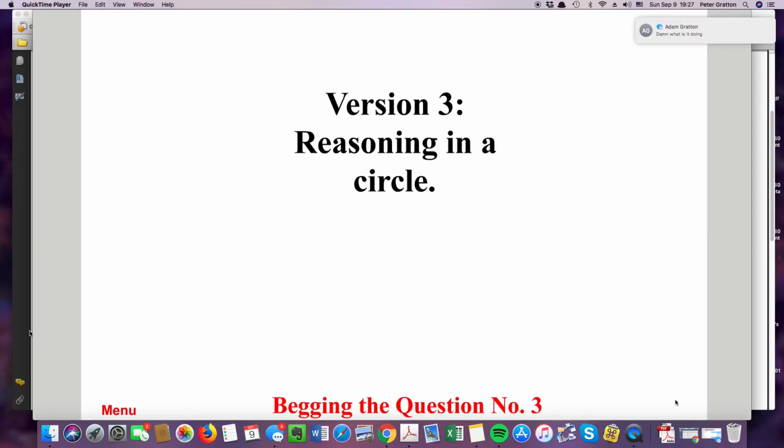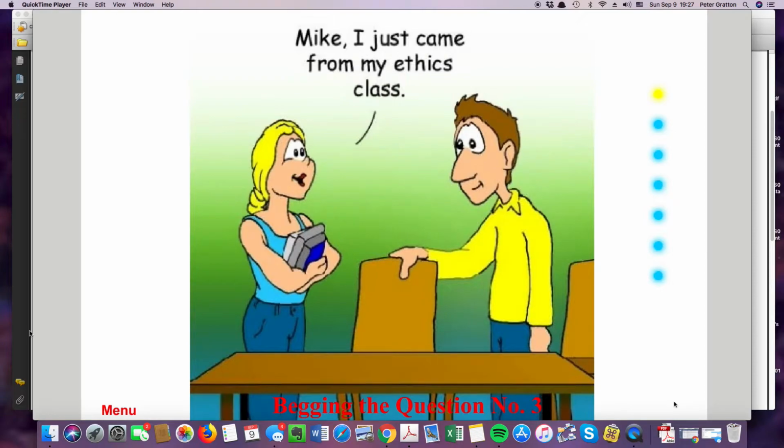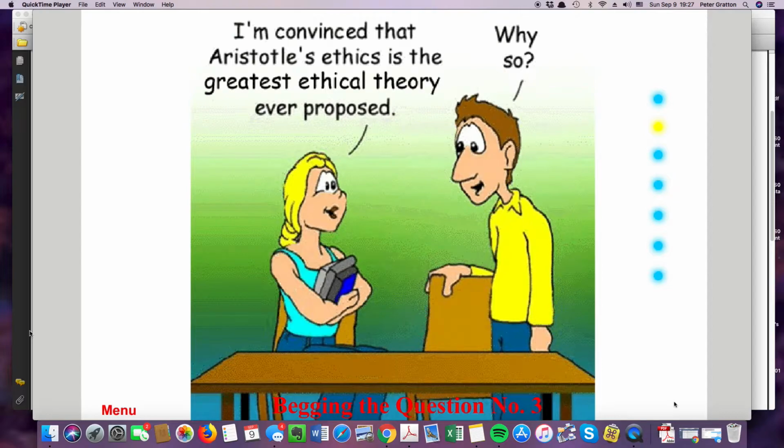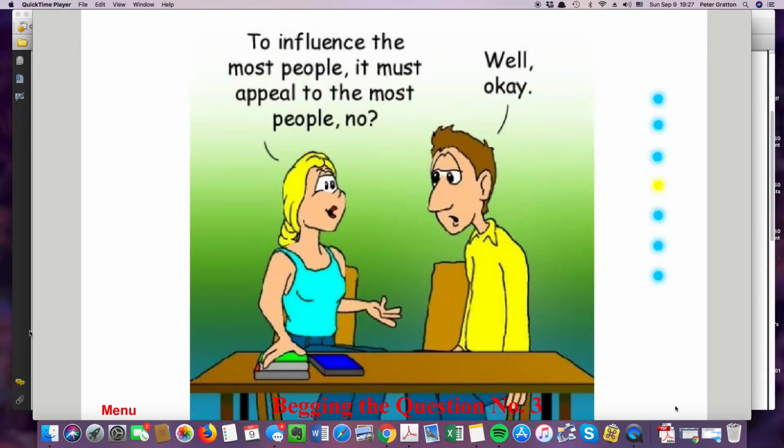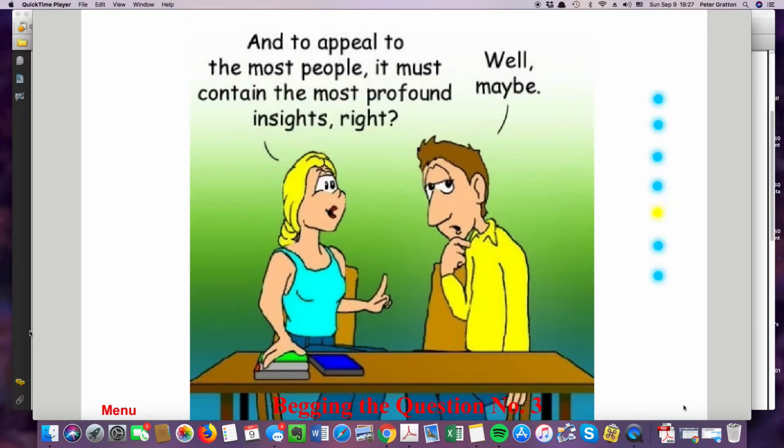Reasoning, which is very close to this version, is reasoning in a circle. Mike, I just came from my ethics class. I'm convinced that Aristotle's ethics is the greatest ethical theory ever proposed. Why so? Because it has influenced more people than any other theory. And how do you know that? To influence most people, it must appeal to most people. And to appeal to the most people, it must contain the most profound insights.